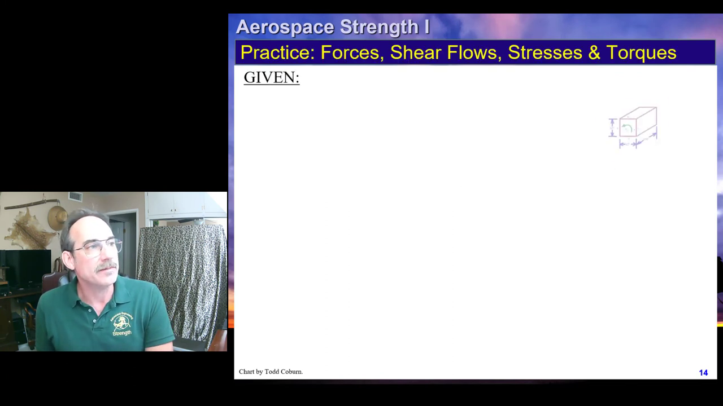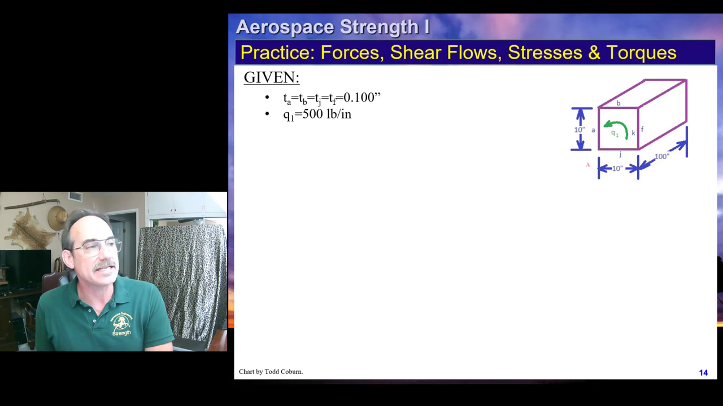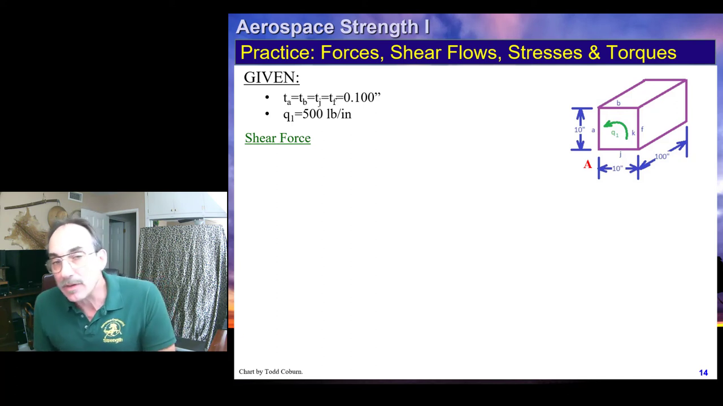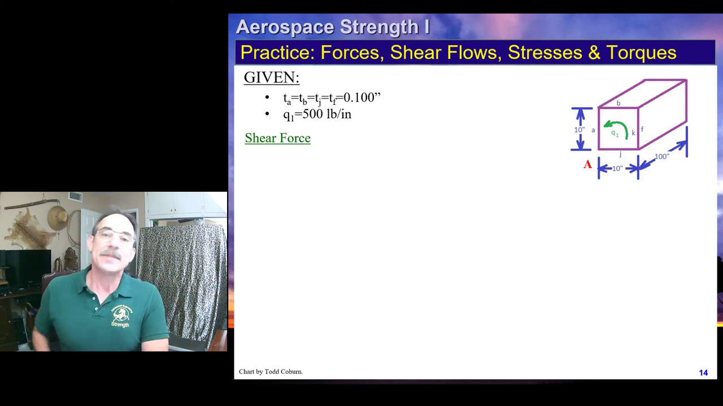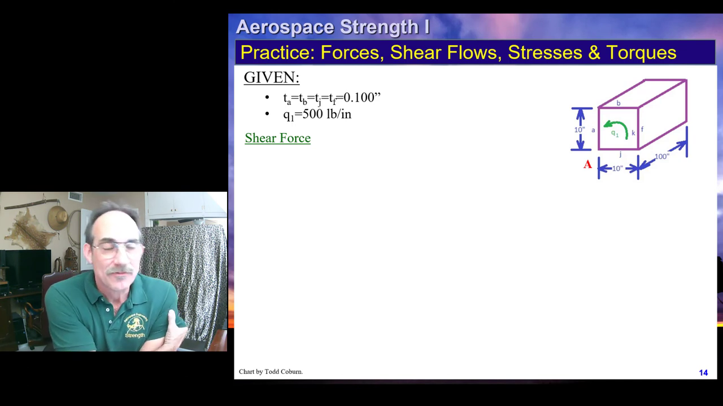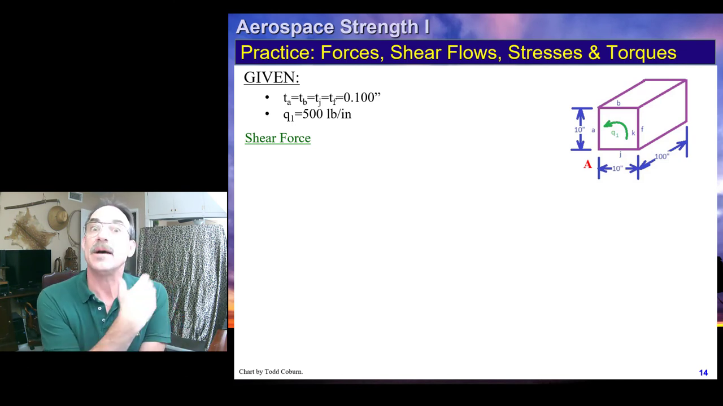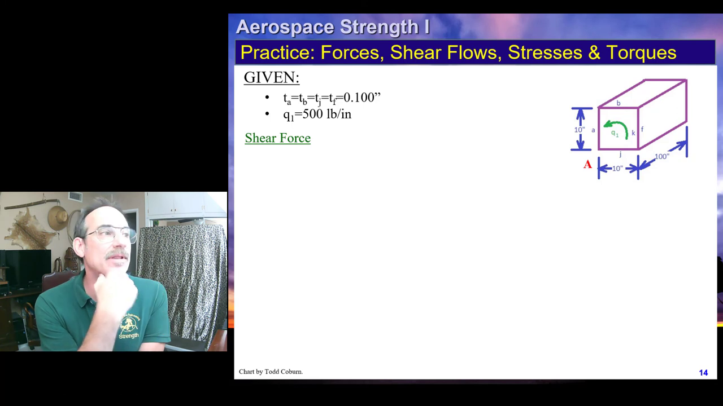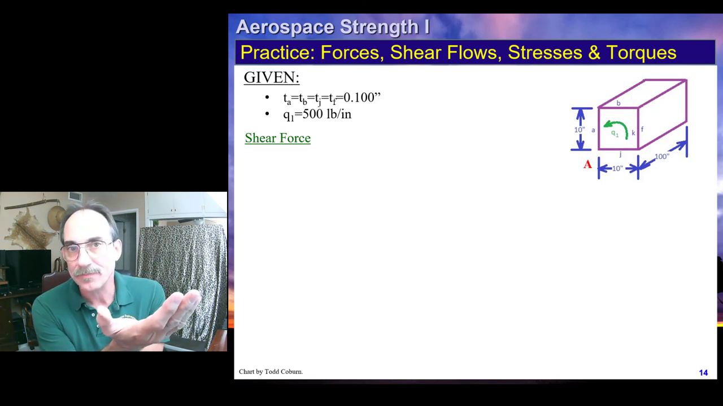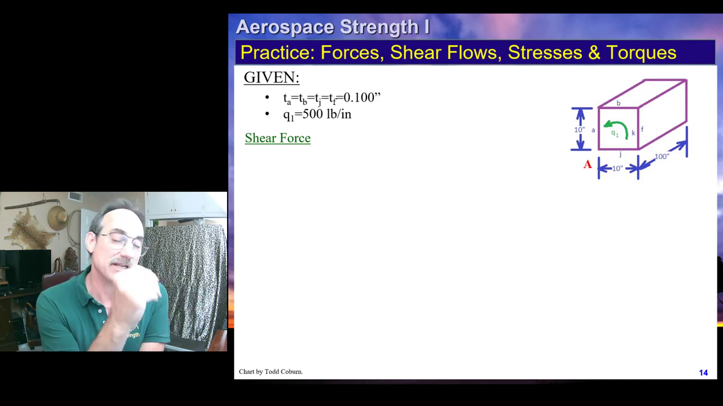Here's a couple example problems. In our first one, let's say we have a structure like this. We know the shear flow. We have the thicknesses, and we've been talking about calculating shear stresses and angles of twist for these. What we haven't talked about is a couple other pivotal ideas: calculating how much force is in a web and how much torque a web causes about a point.